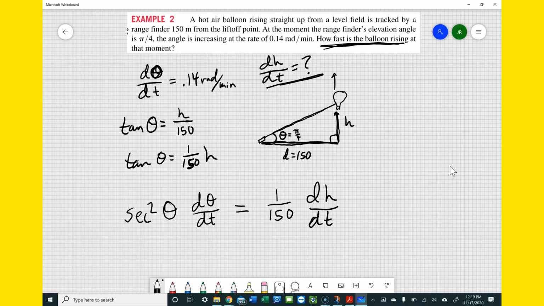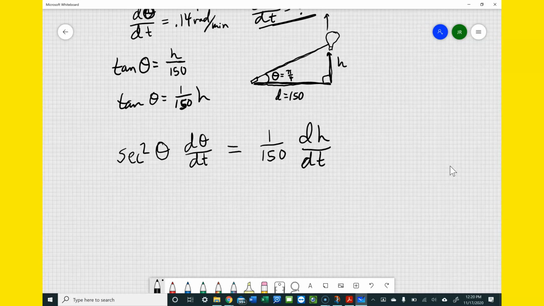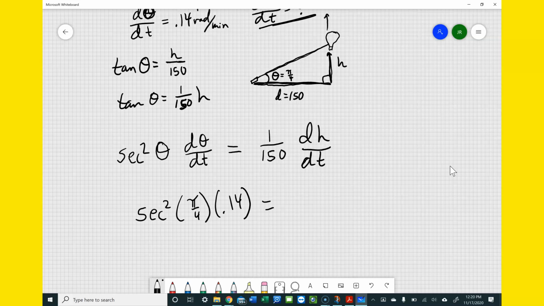Now, I am looking for dh dt. The question is, do I know theta? Do I know d theta dt? I actually do know theta. Theta is pi over 4. And I do know d theta dt is 0.14. I think I'm done. I mean, it's just all over but the crying now. So it's going to be secant squared of pi over 4 times 0.14 equals 1/150th dh dt.